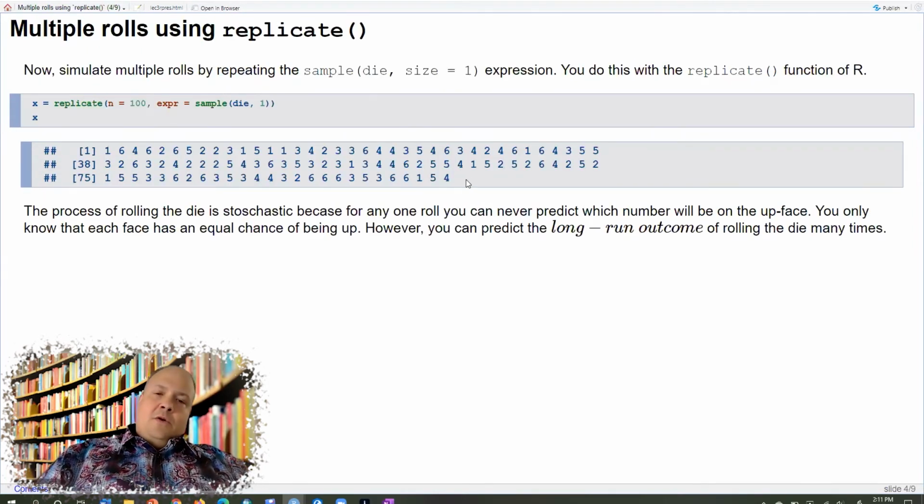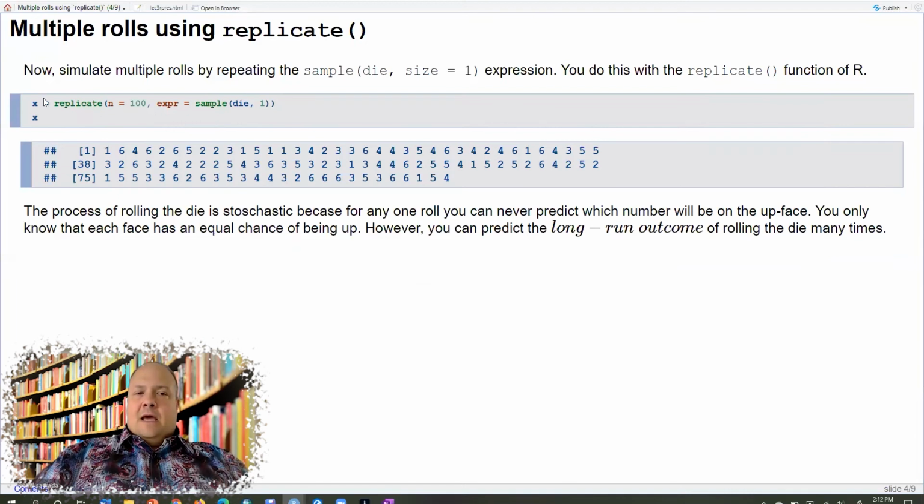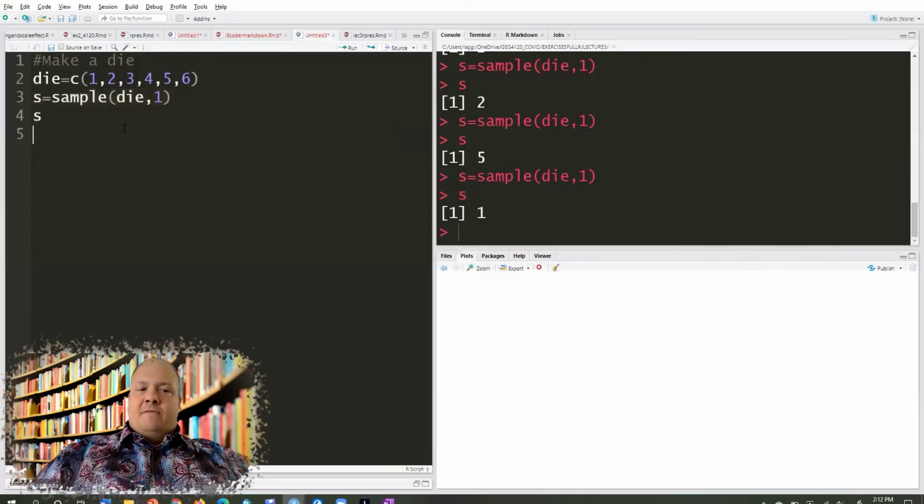So we want to record which face comes up after each roll. And notice each roll is independent of the previous roll. Every time I run this line here, sample, that's an independent time I'm running it. It's sampling with equal probability each of the numbers within the die. Well, it's picking one number with equal probability of selection. So I want to replicate that process to get, let's say, 100 different die rolls. So I can use the replicate function.